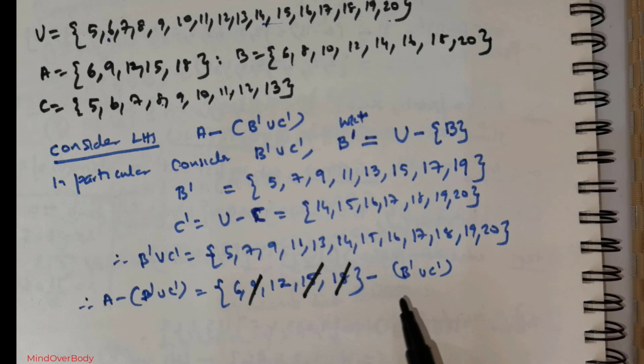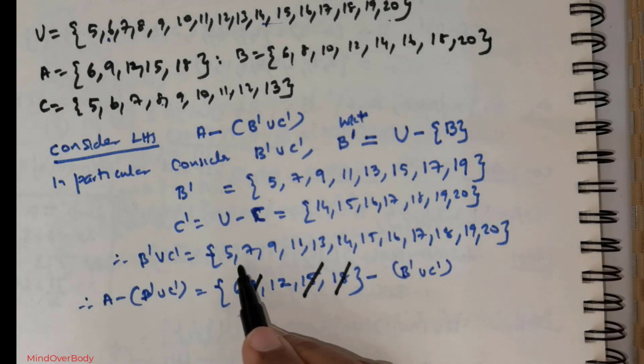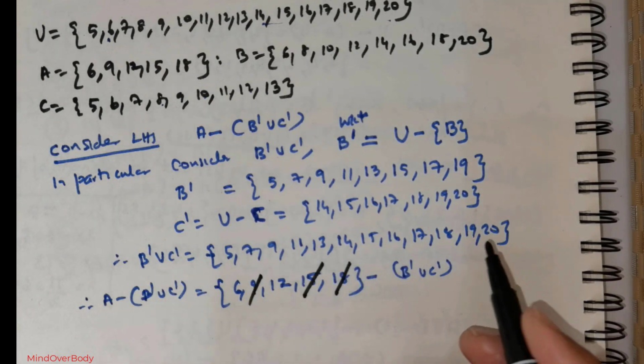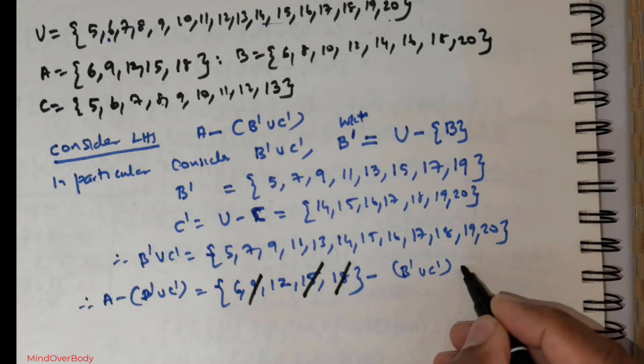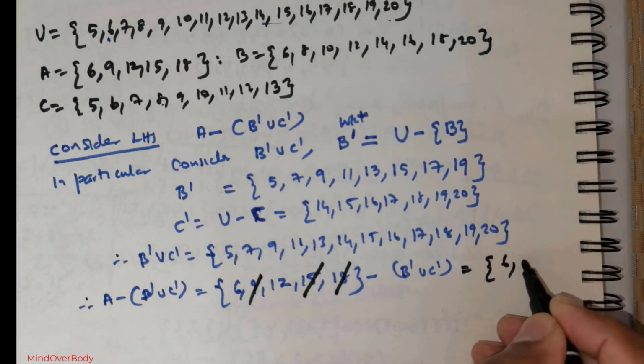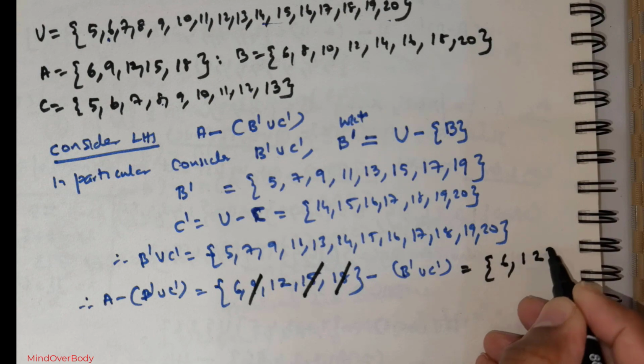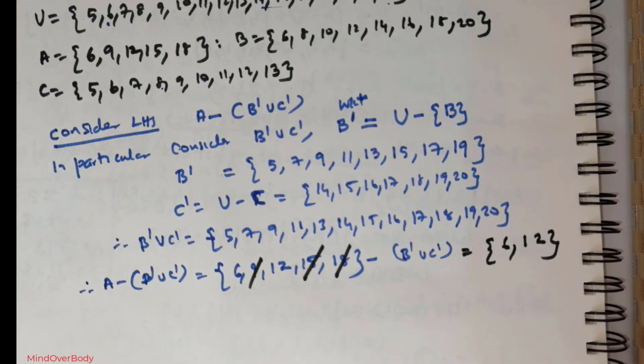I see a 18, I take away 18. So 6 is there. 12, apparently 12 is not here. So this is equal to 6 and 12. Right? So that's for the left hand side. So now let me just go up and consider the right hand side.